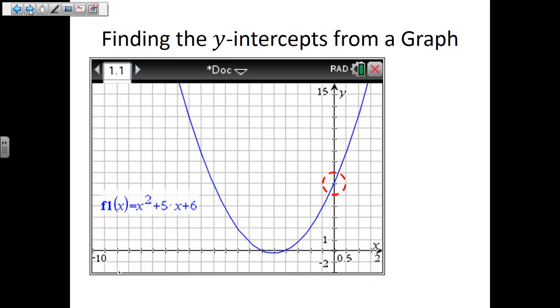Now let's talk about finding y-intercepts from a graph. So here I have another graph made on the Inspire. Here you can see the function f of x is equal to x squared plus 5x plus 6. And what we're looking for is where does the graph go through the y-axis. So I've kind of circled it here, and we would say that our y-intercept is 1, 2, 3, 4, 5. It's at 6. So we just look at our graph, where does it cross the y-axis?